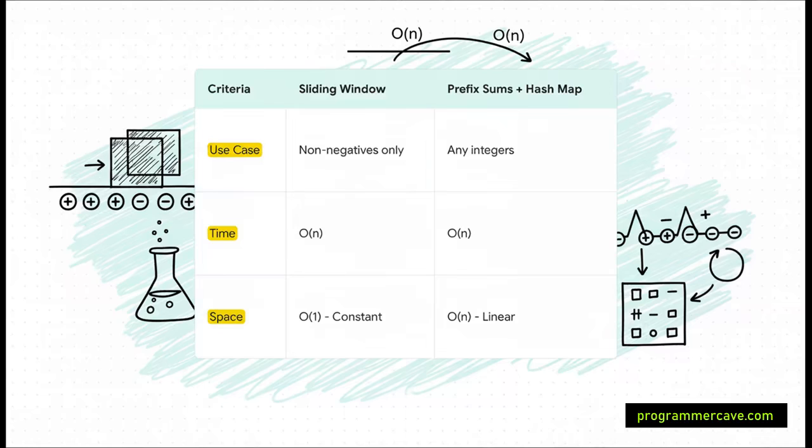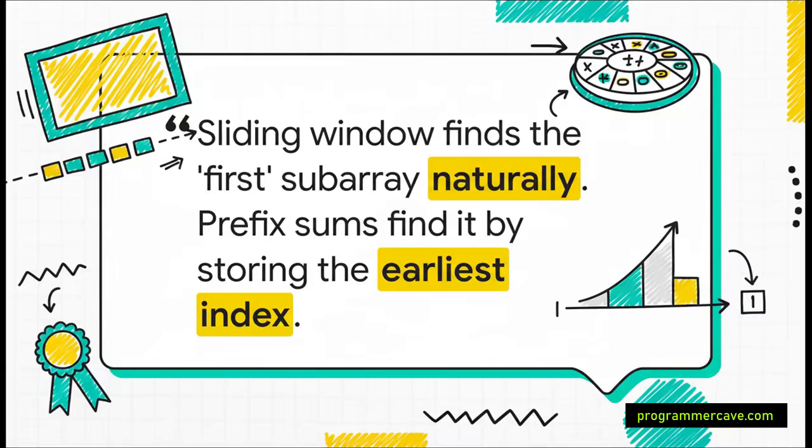The sliding window is your go-to when you have non-negative numbers because it uses almost no extra memory. That's O(1) space. The prefix sum method is your universal problem solver, but you pay for that flexibility with more memory, since the hash map can grow as large as your array. And what about finding the first subarray? Well, the sliding window just finds it naturally, because its start pointer only ever scoots forward.